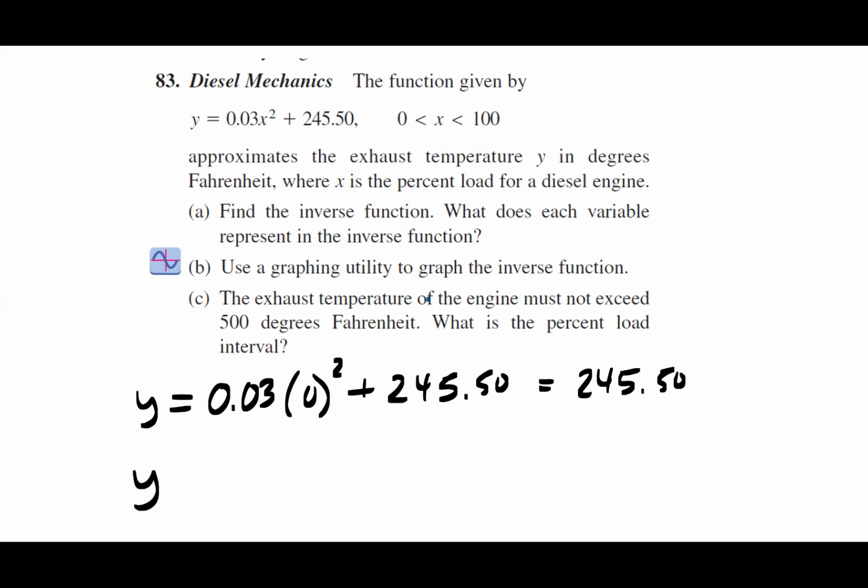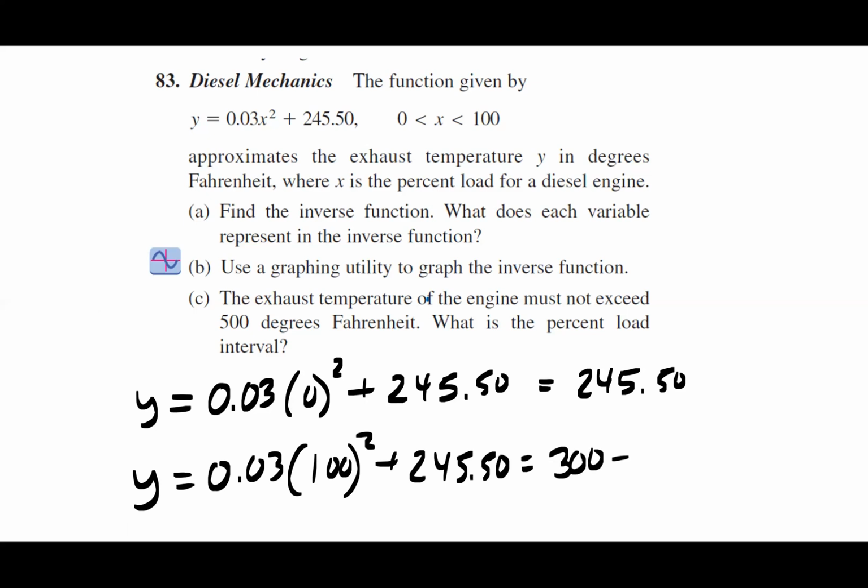So then when I put in 100% load, getting this engine to go as tough as it can, I'm going to square that, add 245.5. I'm going to see what the temperature is according to this model. So let's see, 100 times 100 is 10,000. 10,000 times 0.03 is 300. Plus 245.50, and voila. So here's what I have: the hottest this thing goes is 545.5 degrees Fahrenheit. Okay, so that was the Y.